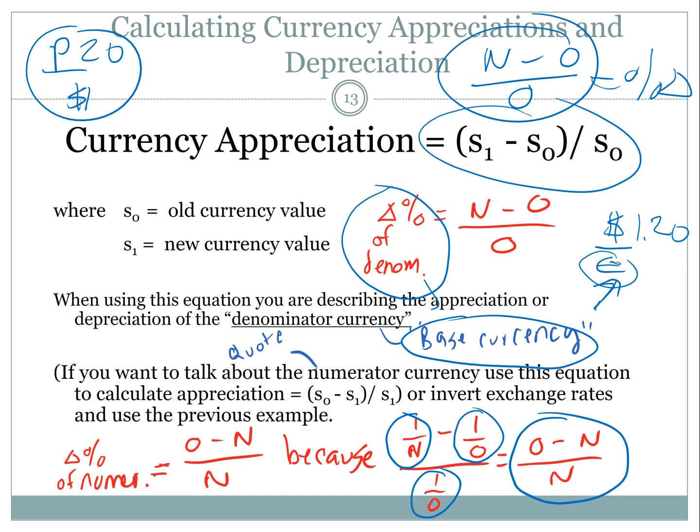So if I want to know the appreciation of the euro, just take new minus old over old, with the new value and what it was last year over what it was last year. But if I want to know the appreciation of the peso, take old minus new over new, because it's the same thing as if I flipped them all and did the normal percent change formula. Did I kill anyone? Anyone dead? Yeah, you're dead? Brian, you're dead?